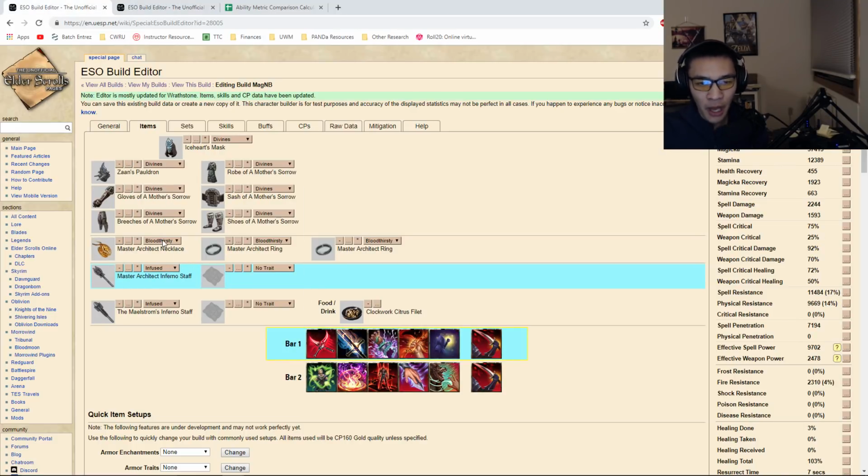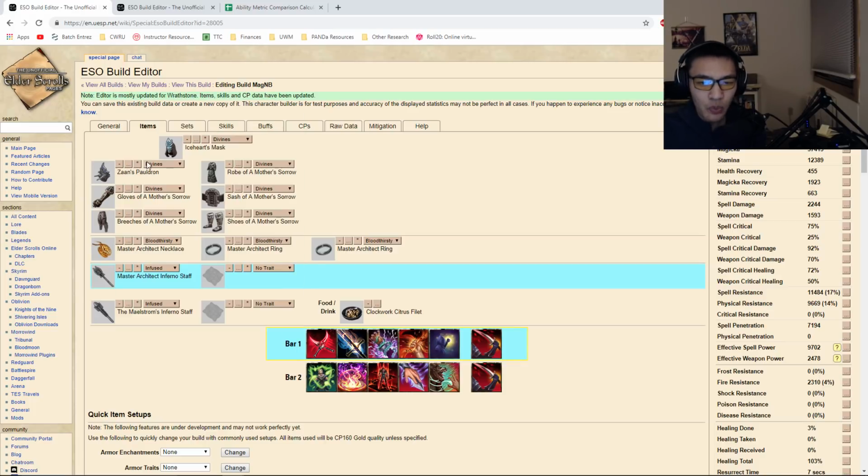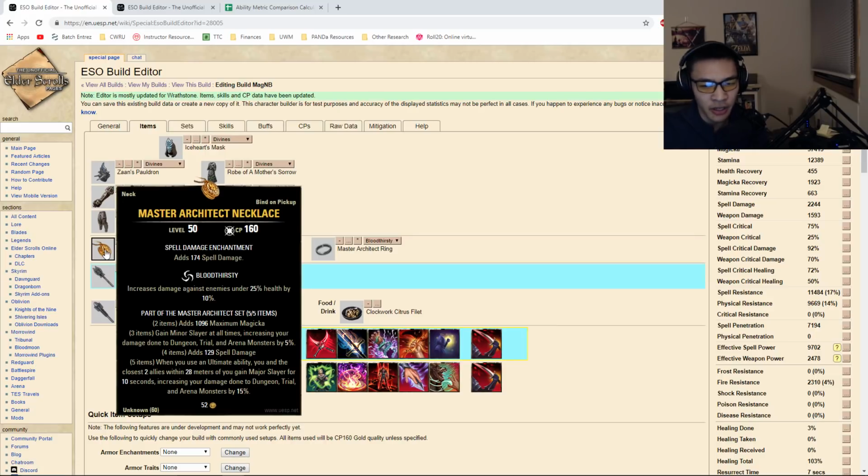But for Magicka Nightblade, I assume that we are running Mother's Sorrow on the body. We are running two one-piece crit sets. So we're not running Zaun or anything like that. So we do have a little bit of additional spell crit here. I assume we're running all three Bloodthirsty, and I'm assuming we are running Master Architect as our front bar set here.